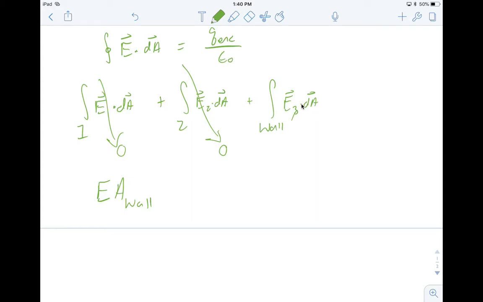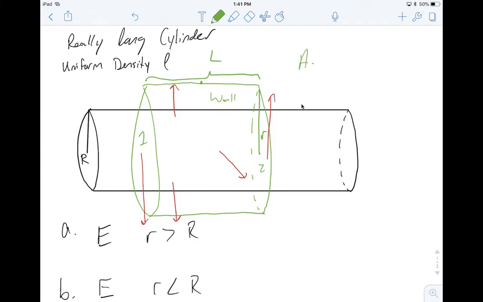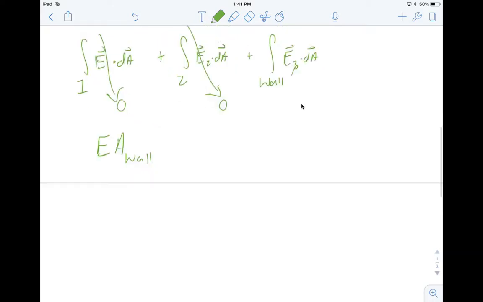What is the surface area of the wall? For a cylinder, if you think about unwrapping it, the area is going to equal length times width. The length is L, and the width is just the circumference of the circle, so 2 pi little r in this case. So the area will be L times 2 pi little r, and the left side is E times 2 pi r L.